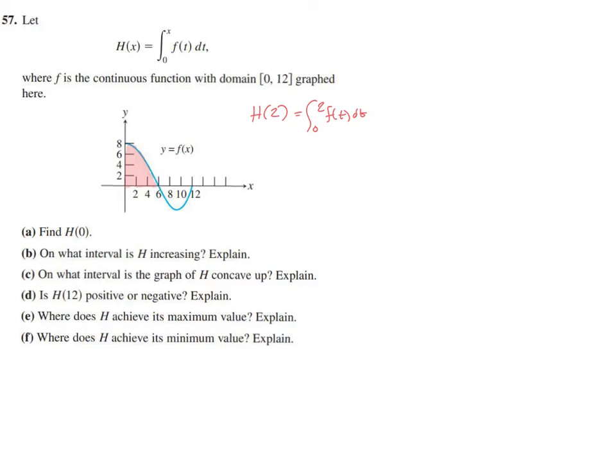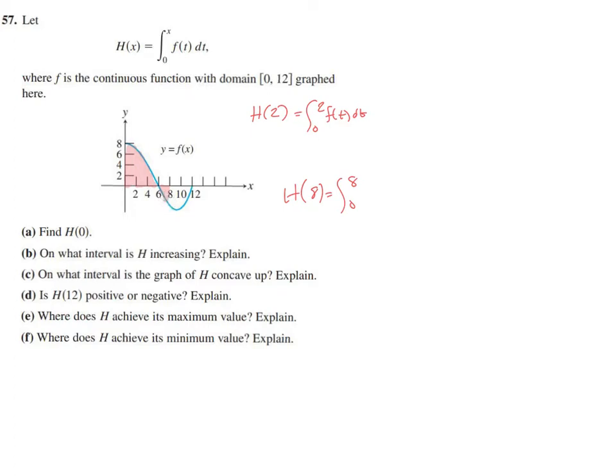Now, if we go past that, you need to understand that if I wanted h of 8, which is the integral from 0 to 8, now I continue on and I've got this area that's down below. So now we're going to be subtracting off this area, and so h of x will be decreasing. The function h of x will be decreasing.